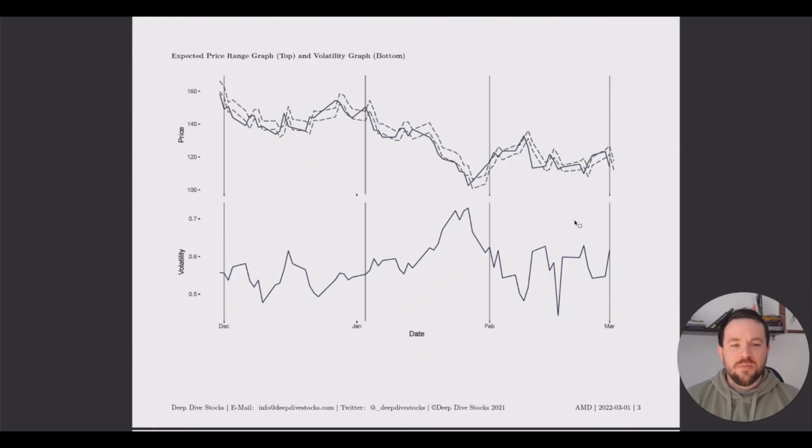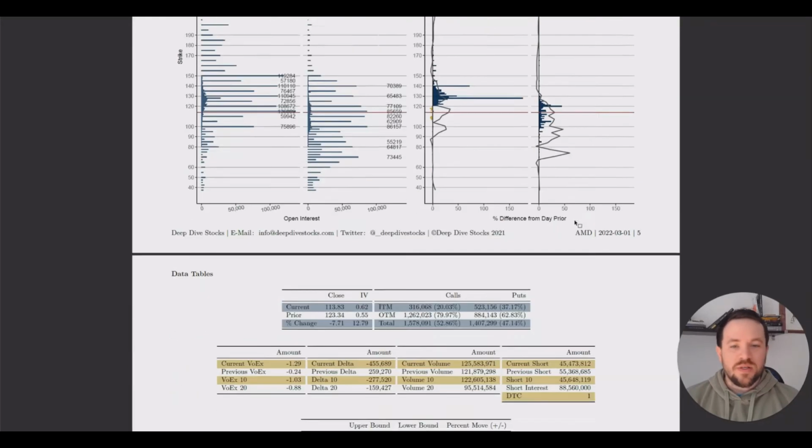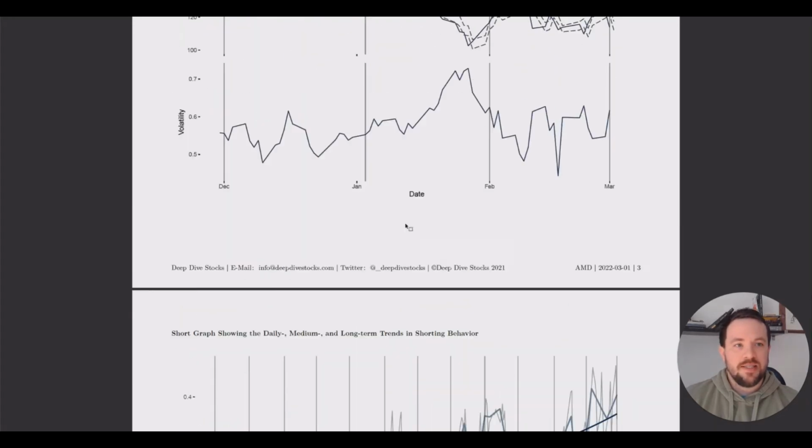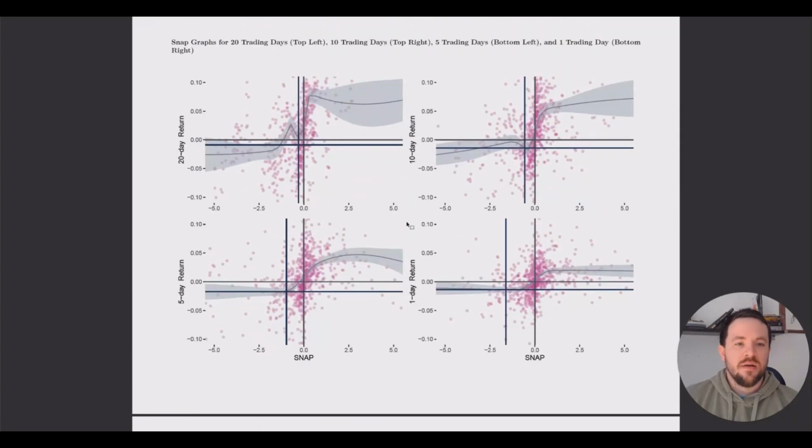And if we skip ahead a little bit, just in terms of how big was today's move, we can go to the expected price range graph and we see that today the movement on AMD was about plus or minus 2.75%. That's what the market would have considered a reasonable move. Clearly we moved 7.71%, so a little bit more than the market was expecting. So let's see how that affected things.